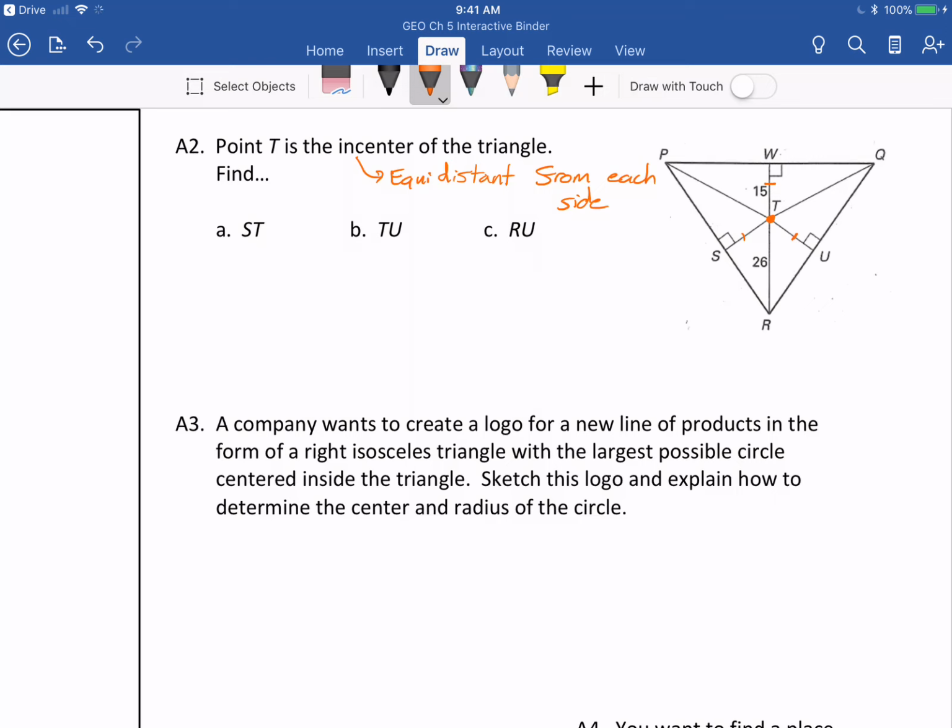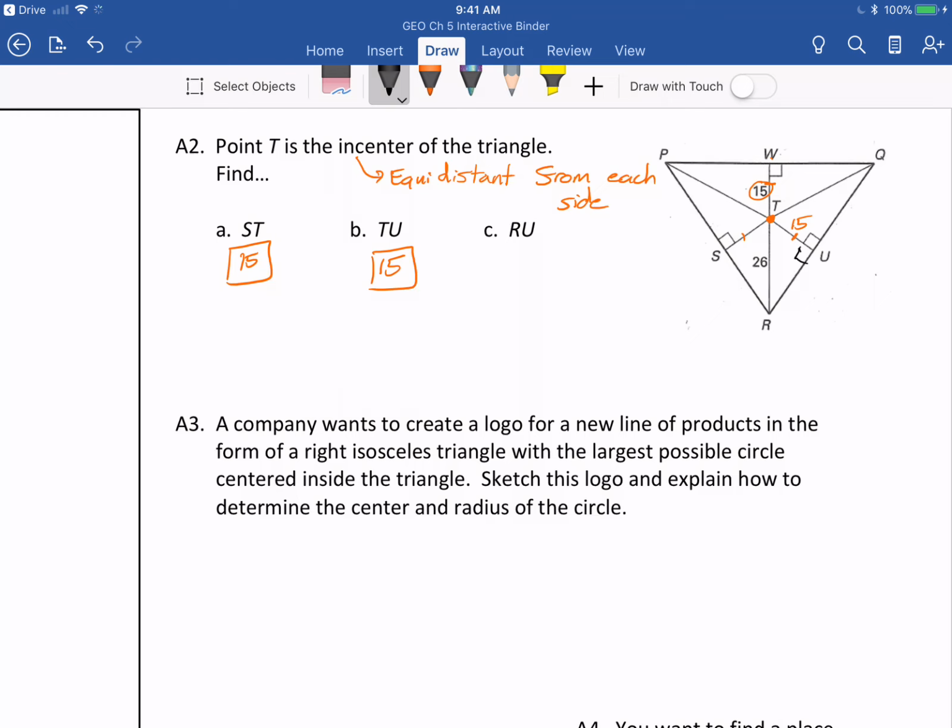All right, so now it says, what's the measure of ST? And I know that WT is 15, so I know that ST has to be 15 as well, because it's got to be that same distance. TU also has to be that same distance, so TU is also 15. And then RU is kind of the tricky one here. This is 15.